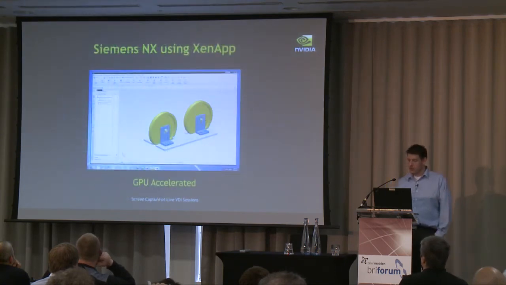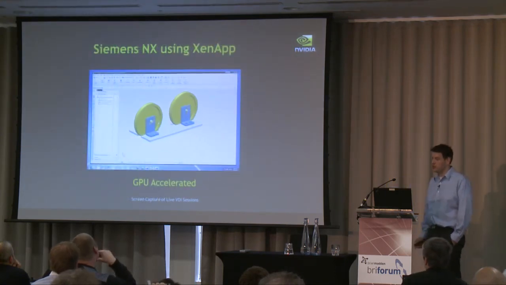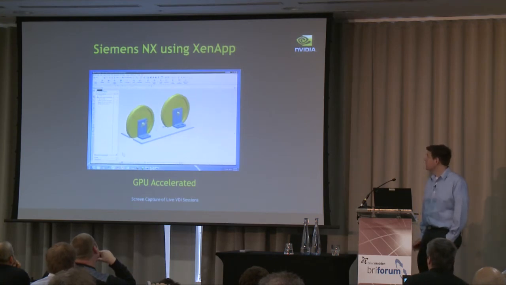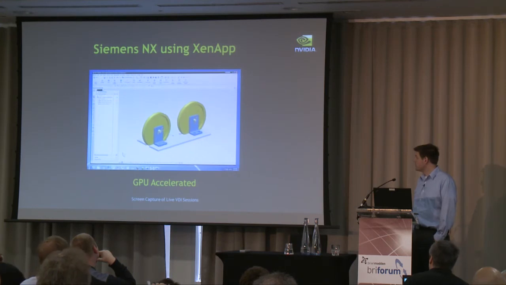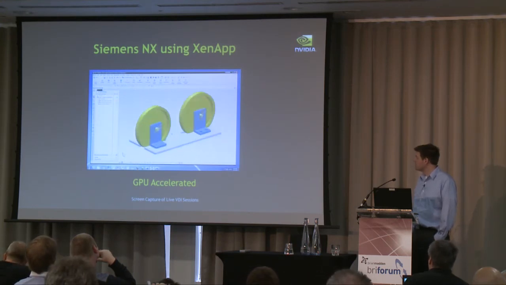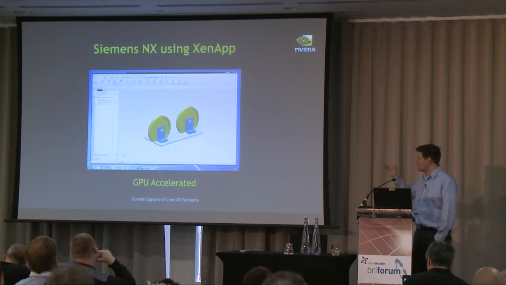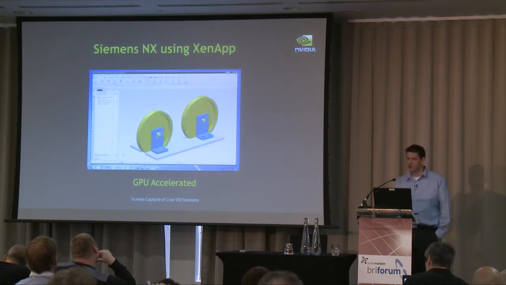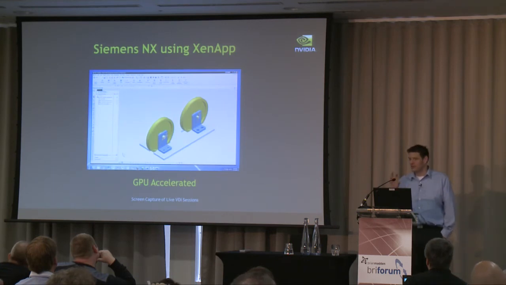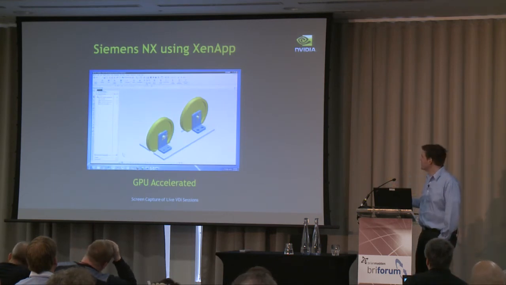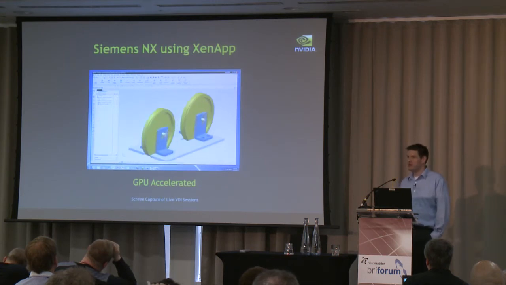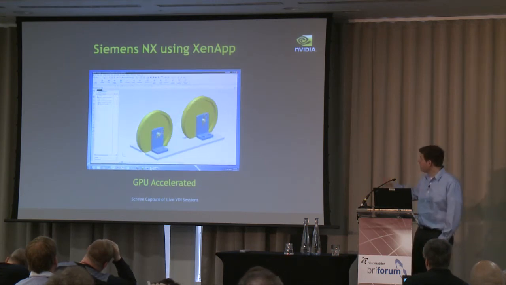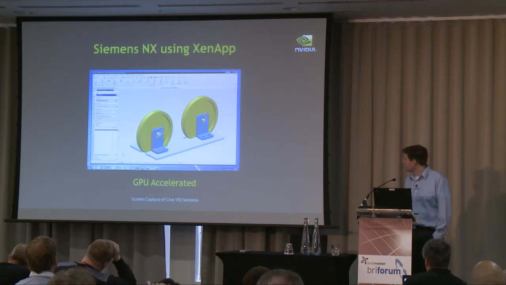So let's take a look at the second case. Here I have a Siemens NX using XenApp, GPU accelerated. So you can see that it's very seamless. I kind of recorded this myself here. I'm not an expert user of Siemens NX, but I tried my best, and it felt very responsive. You can do all these different things. Now I think I'm measuring something from one side to the other.